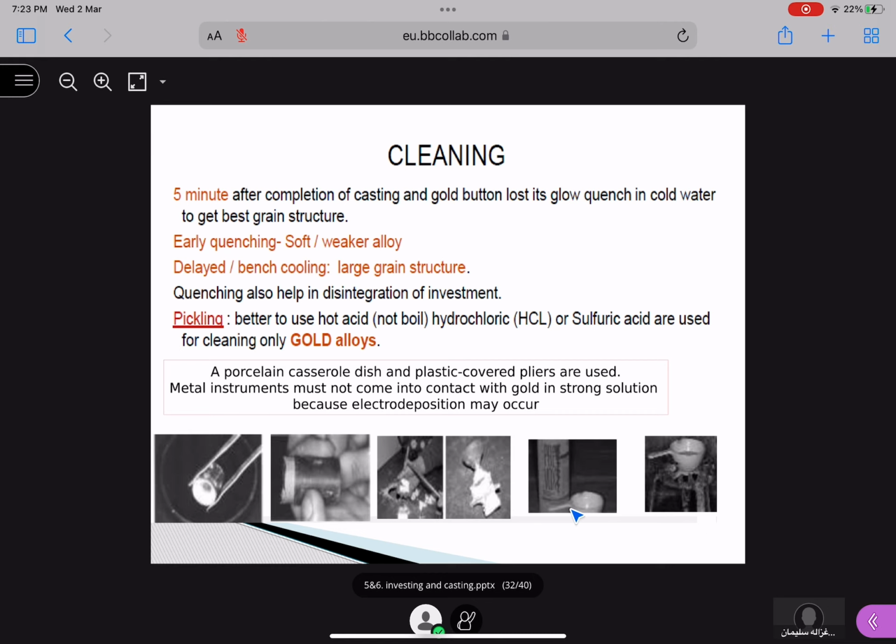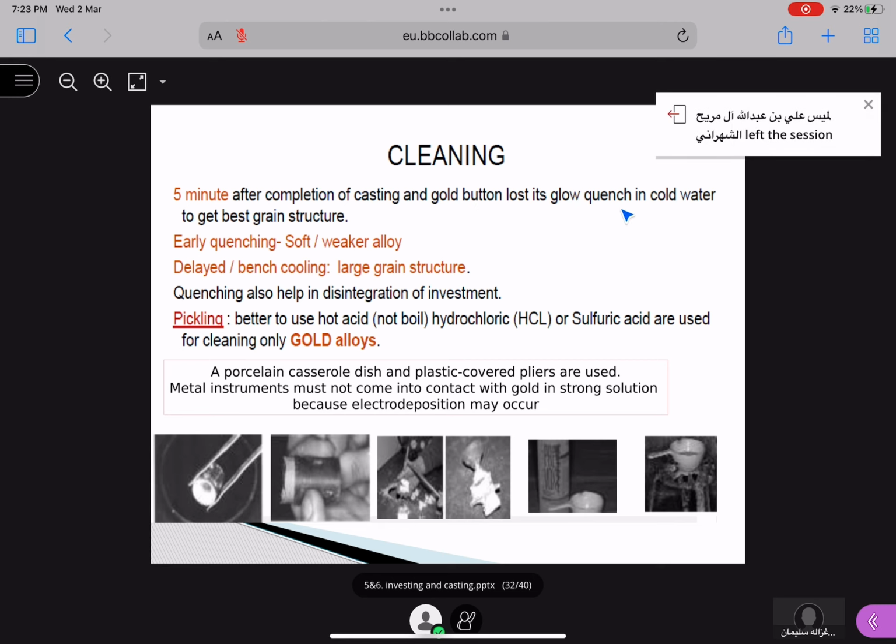After the casting is finished, what you will do: 5 minutes after completion of casting, when the gold button has lost its glow, then you have to quench it. Quench it means quench in cold water to get the best grain structure. If, when the machine stops, you just take the casting and put it in the cold water, that is called early quenching. It will give a soft and dull finish. Or if you delay it or allow it to cool, that is called bench cooling, and it will give you a large grain structure. So 5 minutes after completion, you will put it in the cold water.